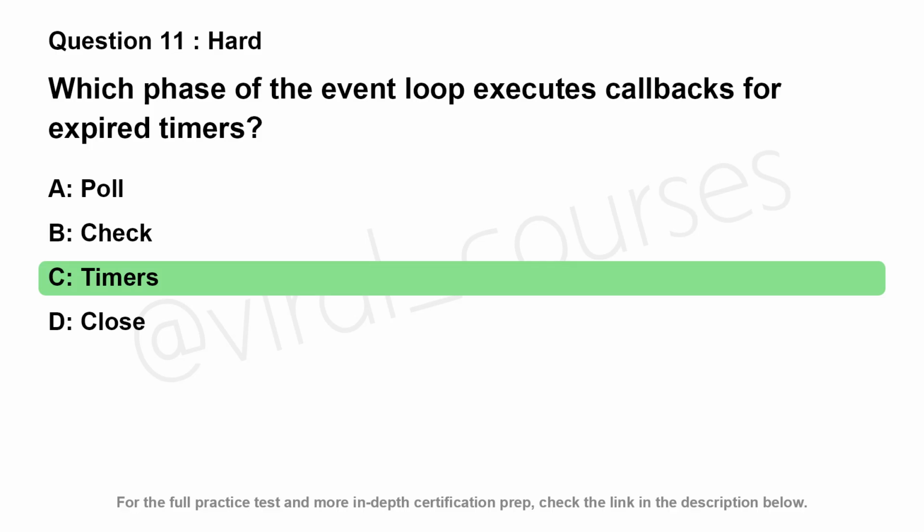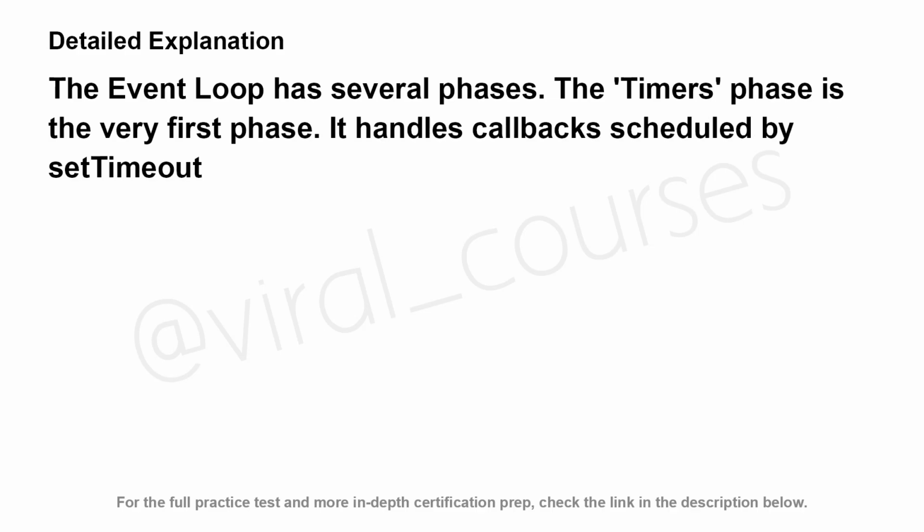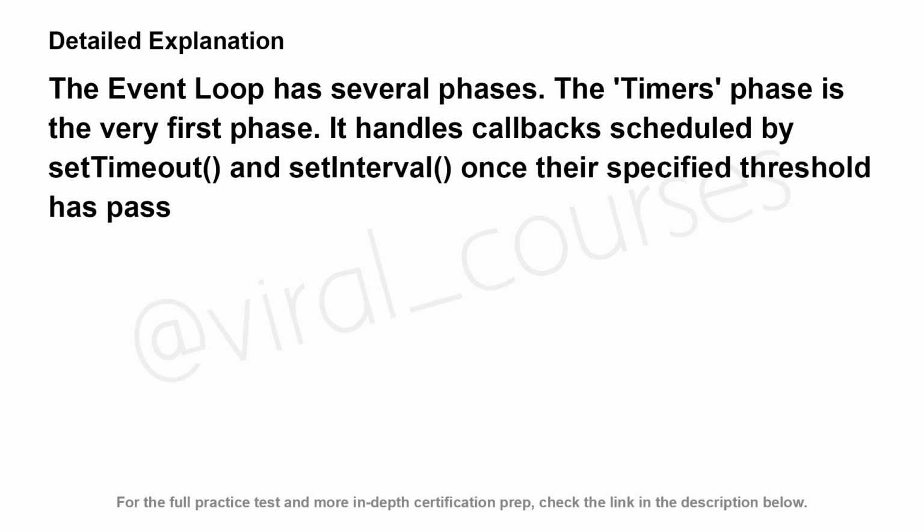The correct answer is C. The event loop has several phases. The timers phase is the very first phase. It handles callbacks scheduled by setTimeout and setInterval once their specified threshold has passed.